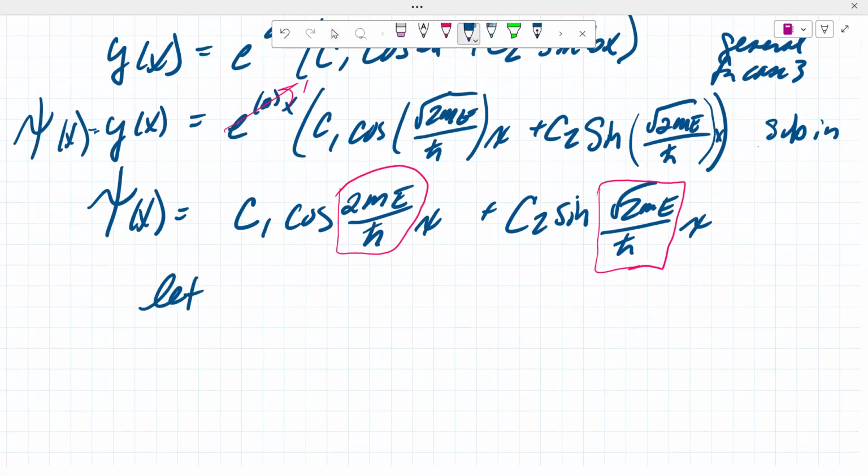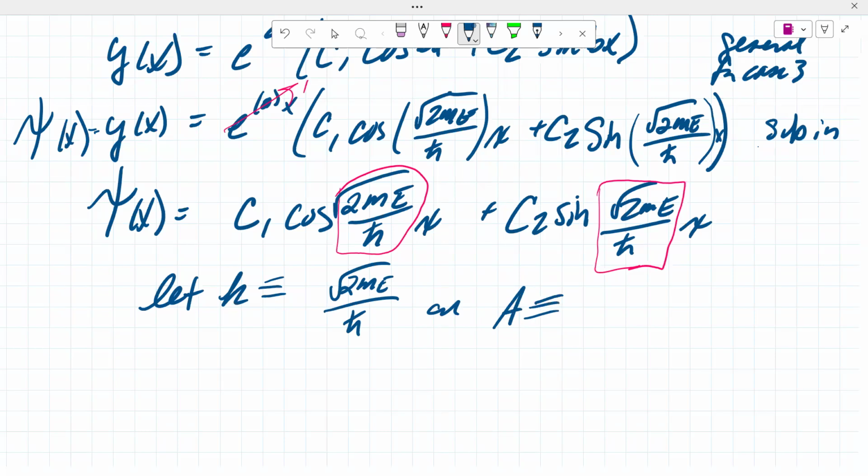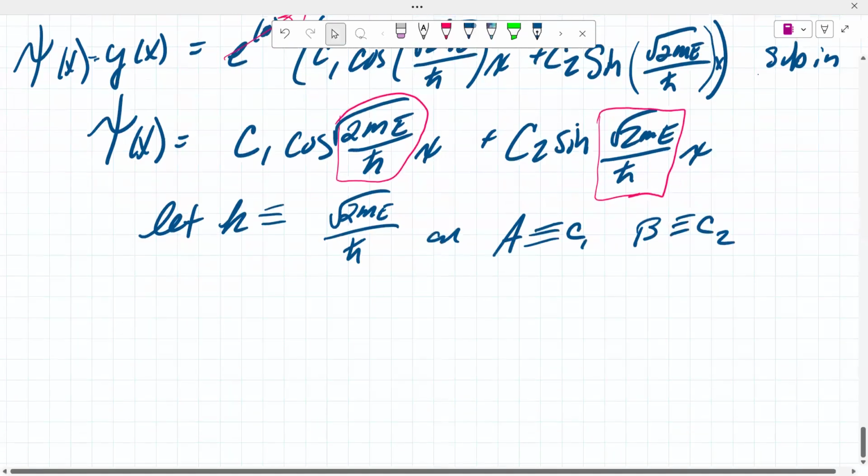So let k be defined as root, did I forget the root sign again? Yeah, I did. Sorry. Root 2me over h bar, and a will be defined as c1 and b will be defined as c2. Why are we doing this? I mean, they're all constants, right? Well, just to be consistent with the physics book, so we get the same thing.